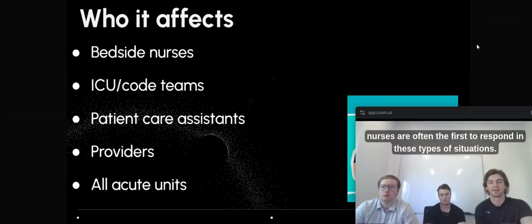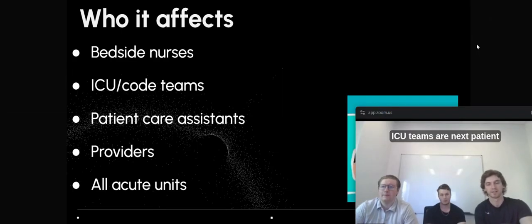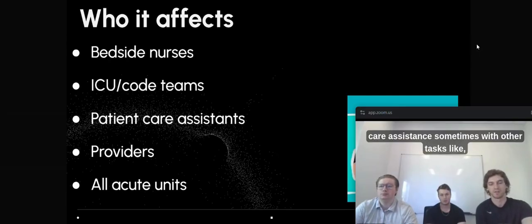Bedside nurses are often the first to respond in these types of situations. ICU teams are next. Patient care assistants sometimes help with other tasks like compressions, equipment, maybe a blood sugar and whatnot. Then providers may step in to guide the treatment.